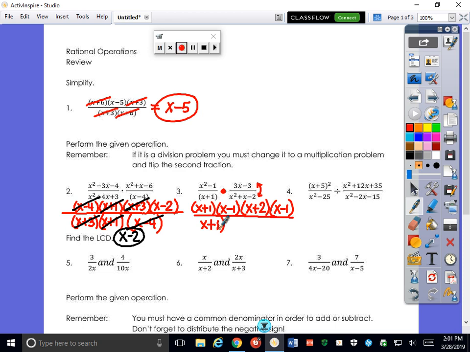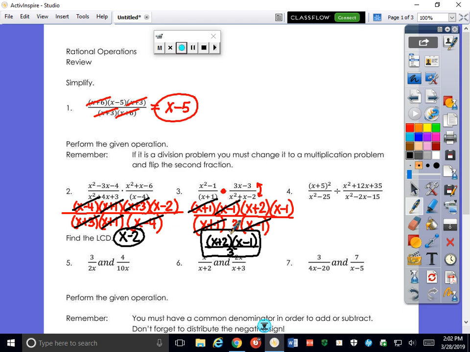And then if I factor 3x minus 3, I'm going to factor out the GCF of 3. And I'll be left with x minus 1 inside my parentheses. So now we need to cancel. So x minus 1's cancel, x plus 1's cancel. And so you're actually left with x plus 2 times x minus 1 divided by 3. That would be the final answer.